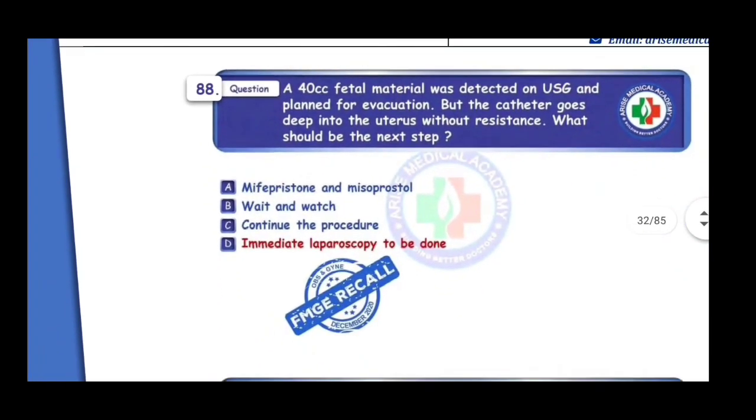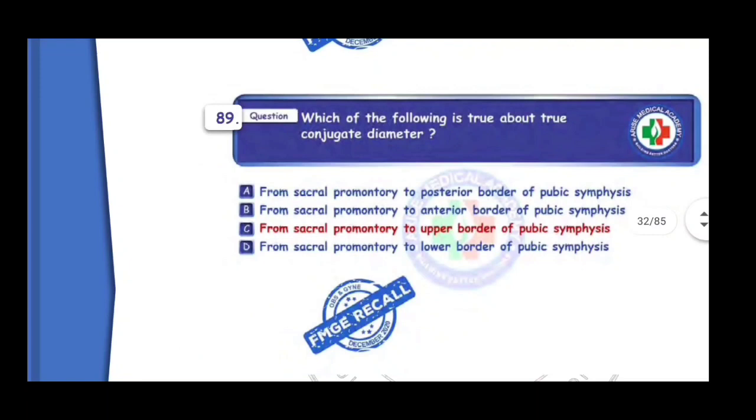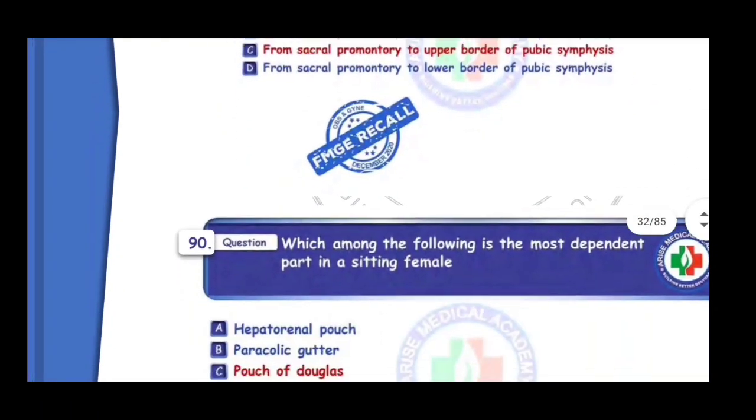Pelvic inflammatory disease. A 40 cc fetal material was detected on ultrasonography and planned for evacuation, but the catheter goes deep into the uterus without resistance. What should be the next step? Immediate laparoscopy is to be done. Next one, which of the following is true about true conjugate diameter? Correct answer is from sacral promontory to upper border of pubic symphysis.